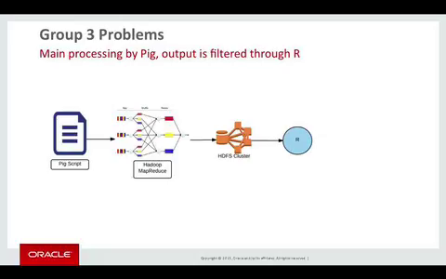Group 3 problems. Similarly, I used Pig here to take the big data and filter it down to a smaller subset, and then I used R directly to do the analysis on this. It was a more complicated analysis for these, so R worked really well on that smaller subset of data. I found this technique very powerful.